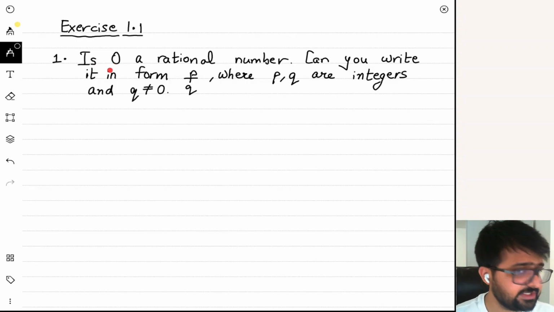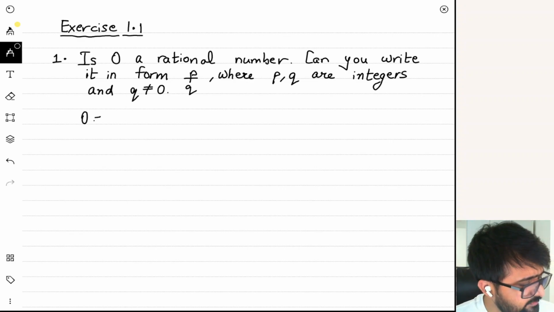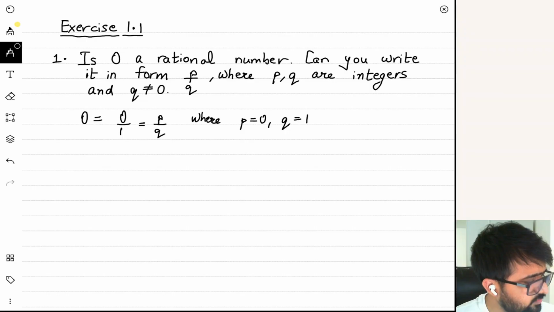So in this question, they say, is 0 a rational number? Can you write it in the form P over Q, where P and Q are integers and Q is not equal to 0? Now, is 0 a rational number? So yes, it is a rational number. Why is it a rational number? We already know that 0 can be written as 0 over 1, which means 0 can be written as P over Q, where P is equal to 0 and Q is equal to 1.